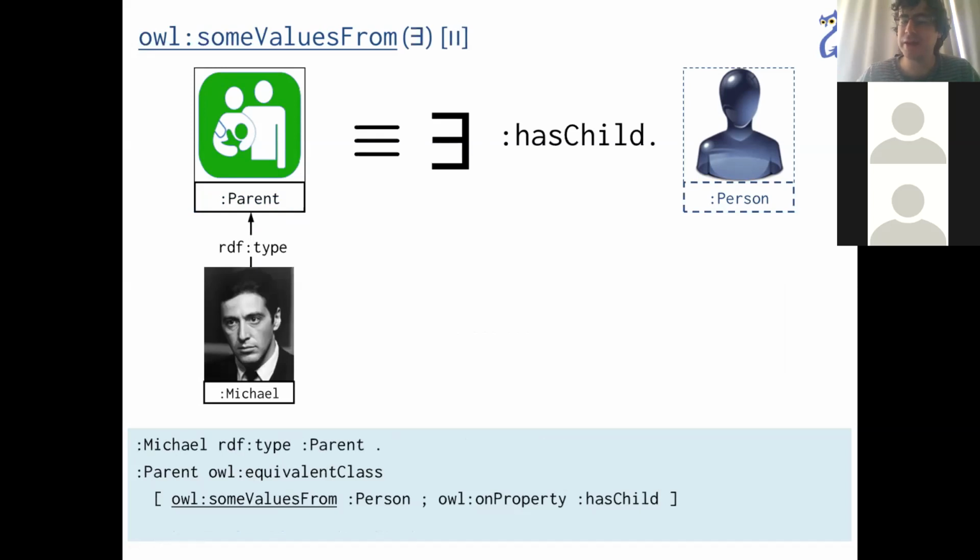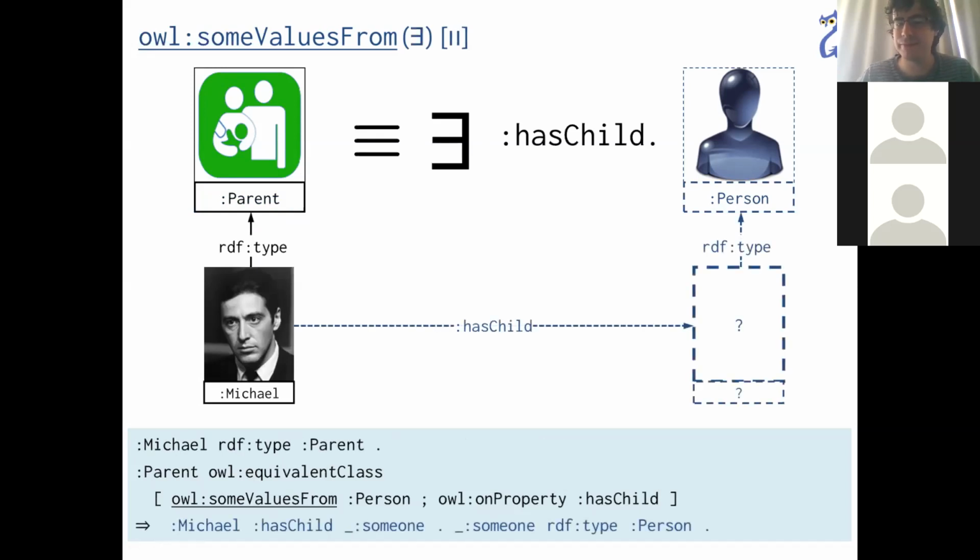Well, what we can entail is that Michael must have some child, and that child must be a person. Okay, but we don't know who the child is, right? So it's something existential. So we could use, for example, a blank node to represent that. So blank nodes represent something that exists, as we discussed in the previous class, but we're not able to name them or assign them an identifier or an IRI because we don't know who they are, or we don't know what the value is. So we can say Michael has some child, and that some child must be of type person, but we don't know the identity of this child.